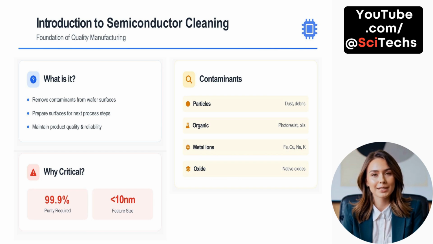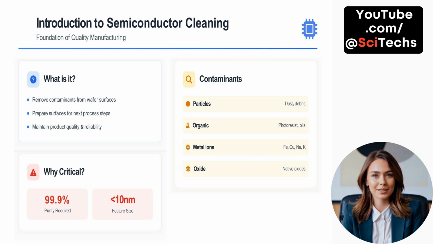Introduction to semiconductor cleaning. Semiconductor cleaning is a foundational process that ensures wafer surfaces are free from contaminants before moving to the next step in the manufacturing process. Cleaning plays a critical role in three key areas. First, it removes unwanted particles, residues, and films from the wafer surface. Second, it prepares the wafer for subsequent steps, like deposition or etching, where surface quality directly affects performance. And third, it helps maintain high product quality and long-term device reliability.